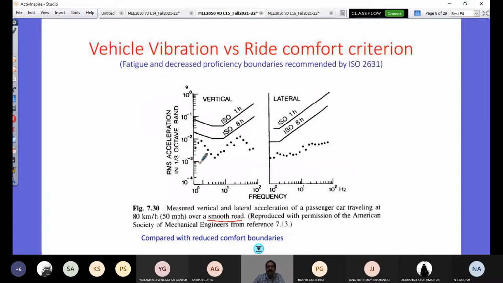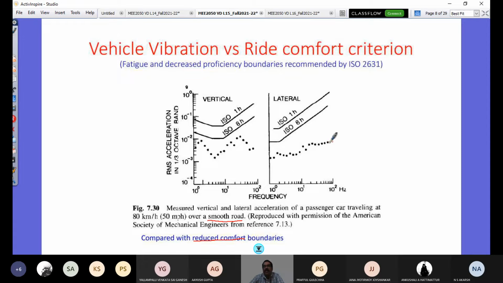These boundaries are for vertical as well as lateral, a_x and a_y, and this acceleration is at one-third octave band. So look at these one-third octave band variations and RMS acceleration values. These dots are the actual measured values, which are below this ISO 8-hour boundary line, and also the reduced comfort boundaries. This graph is what we have seen in the previous slide. These are all brought down by 10 decibels. So this is the case study problem you could see.